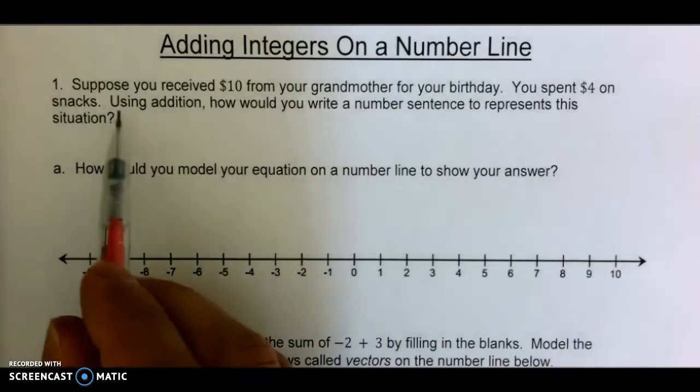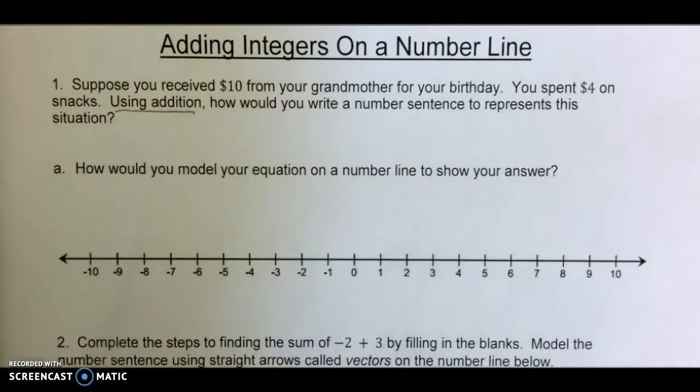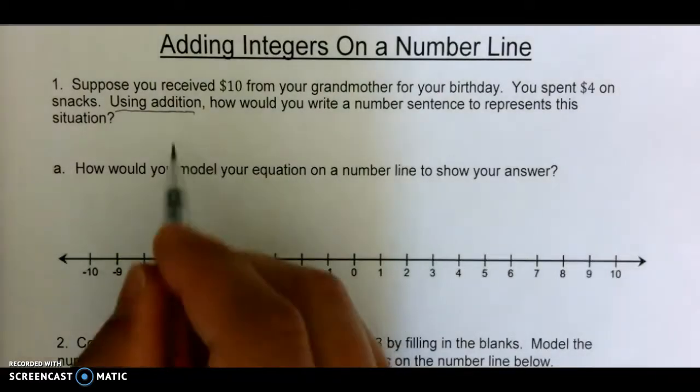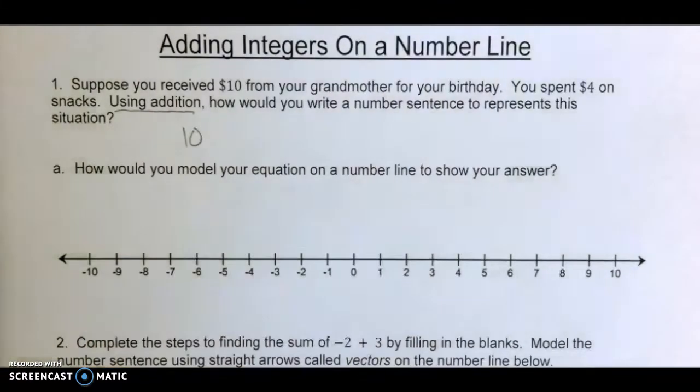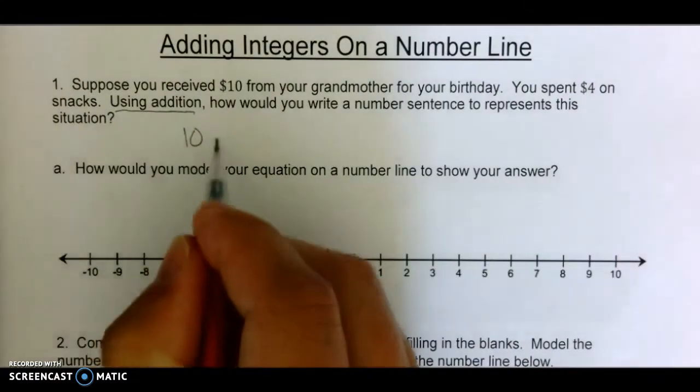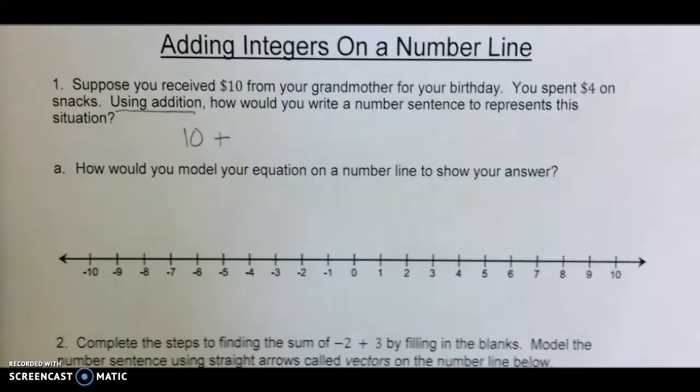Okay, and that's the key there. We want to make sure that we're using addition. And so if we think about this, the first thing that happened in this problem, we received $10 from our grandmother, so we're going to start with our 10. And then if it has to be addition, we're going to write a plus sign.